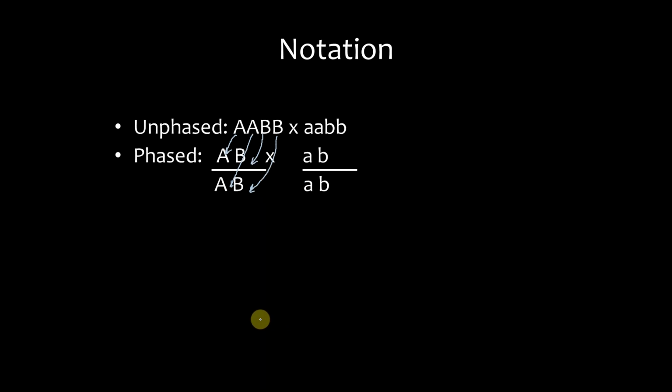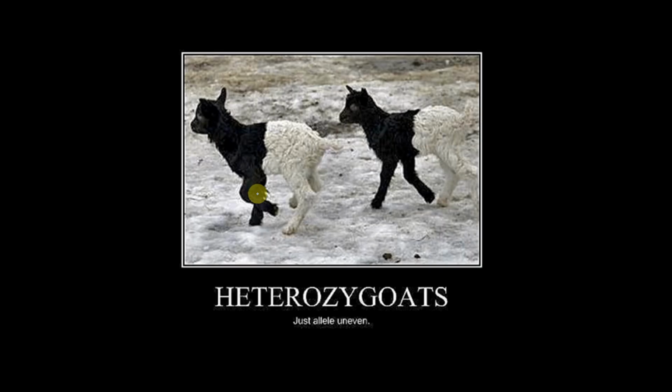Alright, the last thing that you should know is phased versus unphased. So unphased is where it's not written with this little line. Phased is where it is written with this line, and you just need to know what this means. So if I wrote this, then that is the same thing as this. This A goes with this A, this A goes with that A, this B goes with this B, that B goes with that B. Alright.